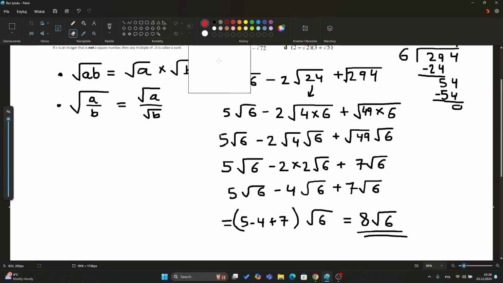So what happens with this kind of question is that we can use the lowest available surd to help us assume that the next ones could be the same or a multiple of 6, like we did here, and to get them to 8 root 6.